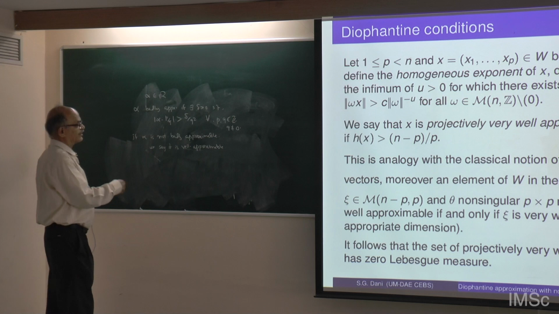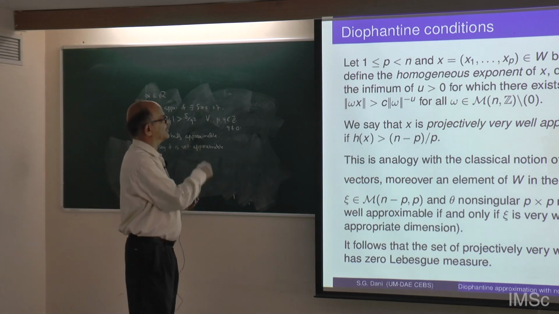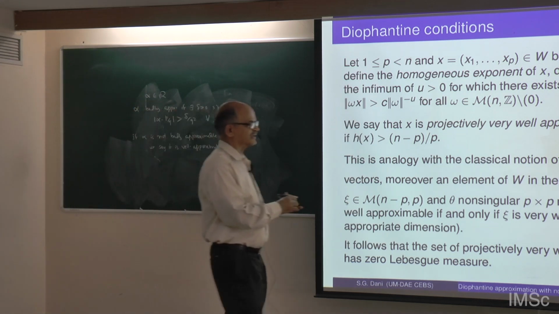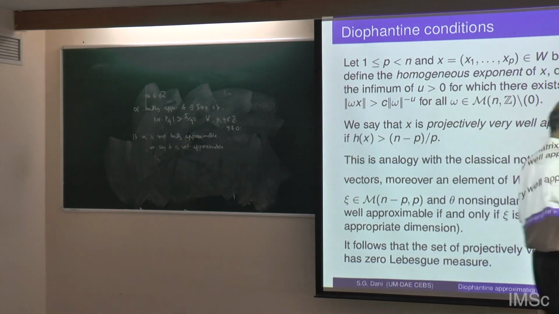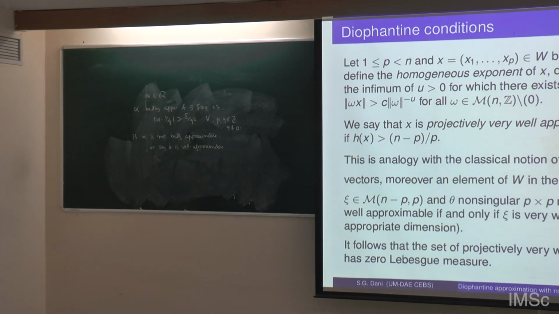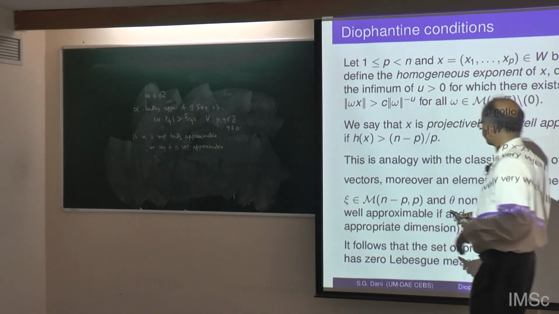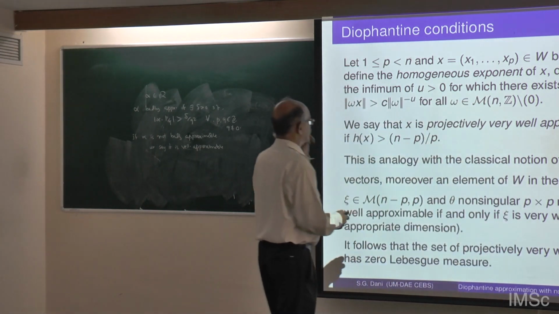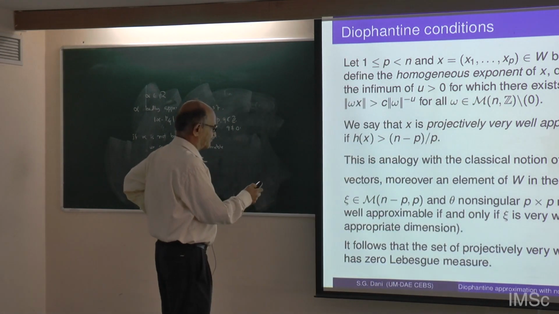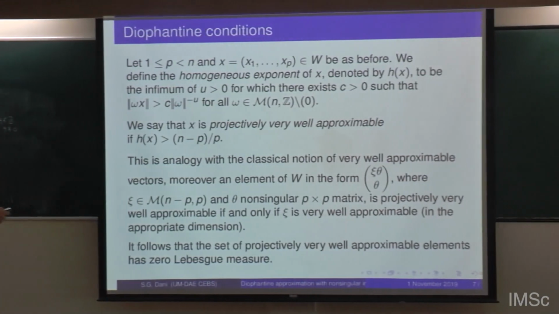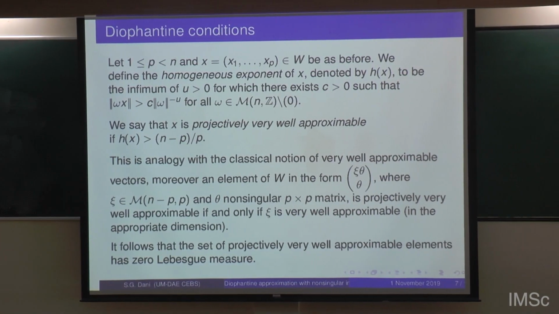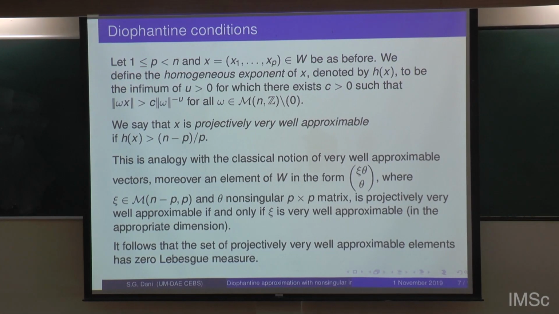Anyway, that's just the overall number theoretic context. But here, let me define directly what happens for p tuples of vectors. So we are going to define something which corresponds to very well approximable, and the condition will be automatic from here.